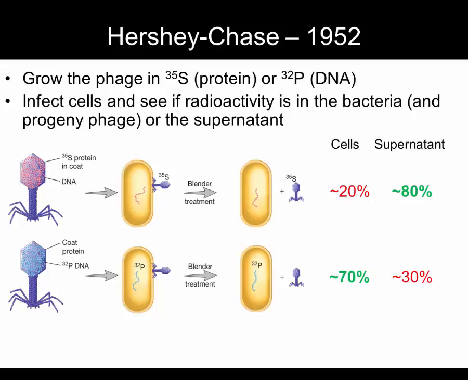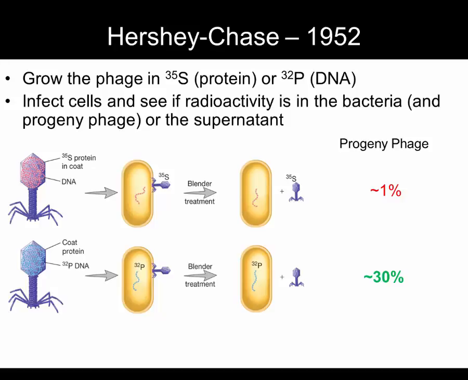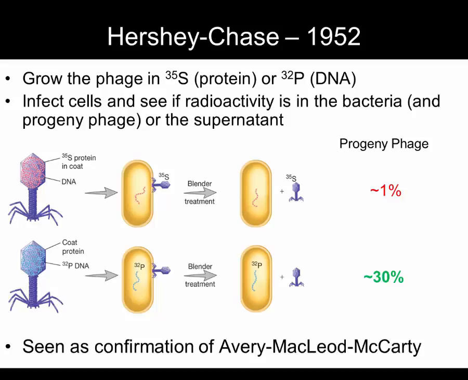They saw that the radioactive protein was mostly in the supernatant, while the radioactive DNA was mostly inside the bacterial cells. And when they looked at the next generation, the progeny of the phage with the labeled DNA had 30 times as much radioactivity as the progeny of the phage with labeled proteins. These experiments might not have been as strong as the Avery, McLeod, McCarty experiments, but they were seen as a confirmation that settled the issue once and for all.